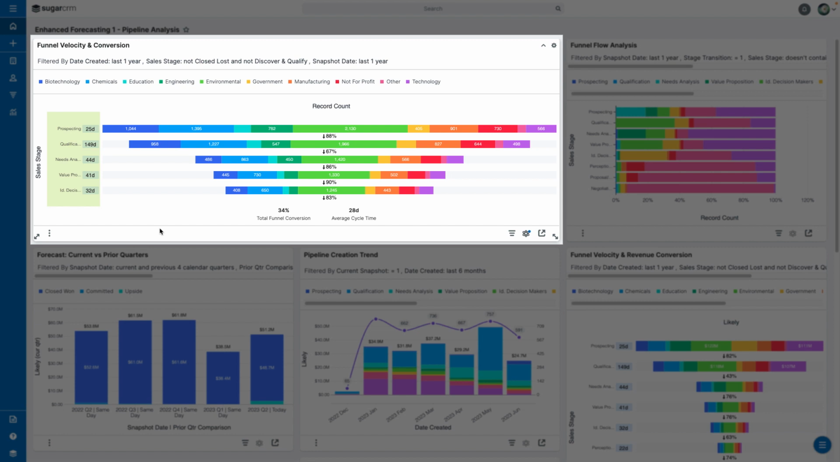These values consider only the records that flowed through a given stage and ignore records that either have not progressed that far, skipped that stage in the sales process, or spent less than a day in that stage.